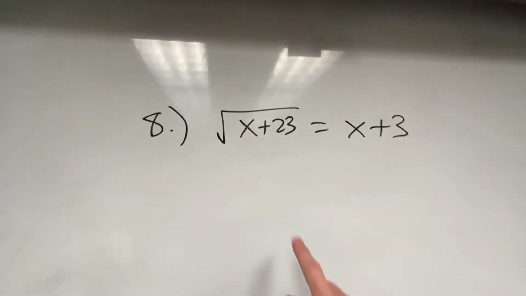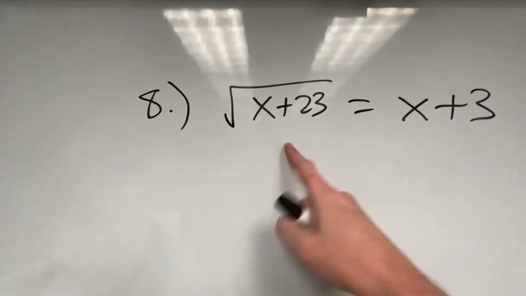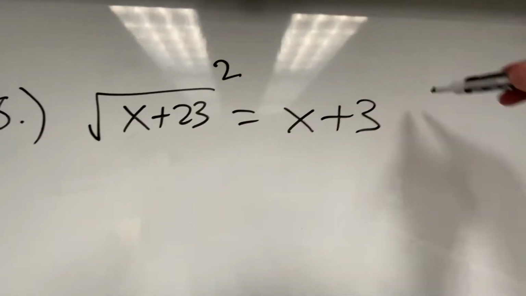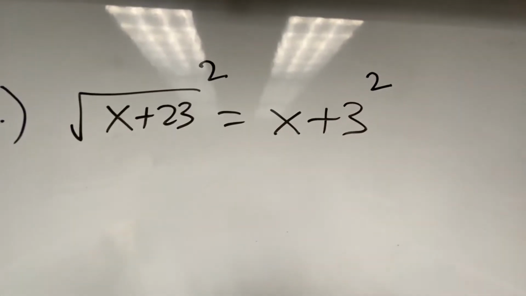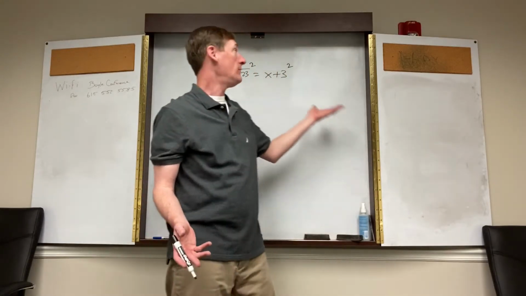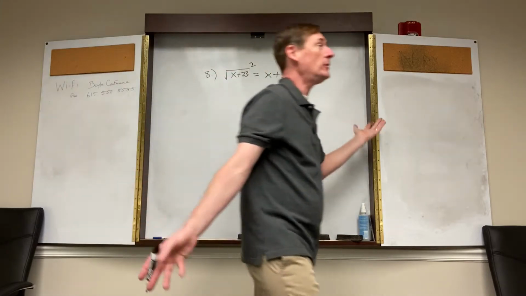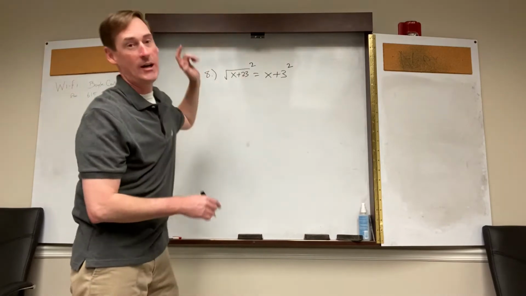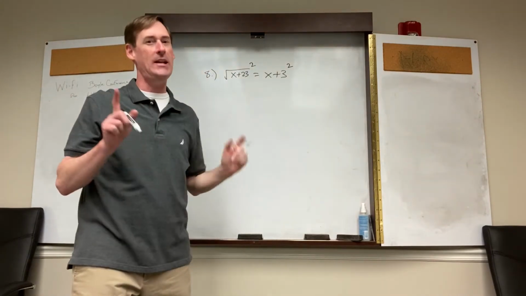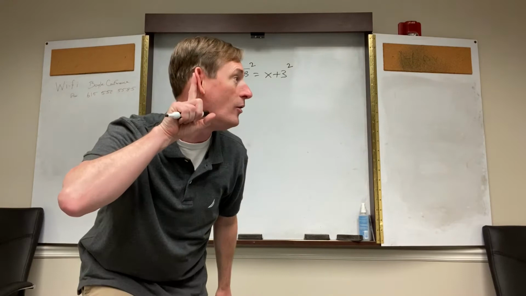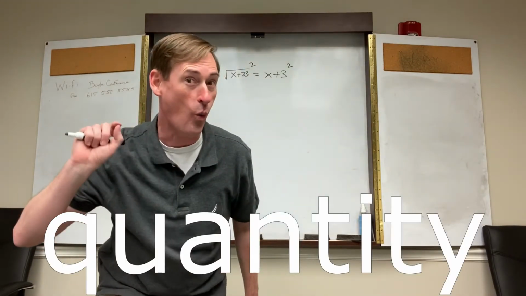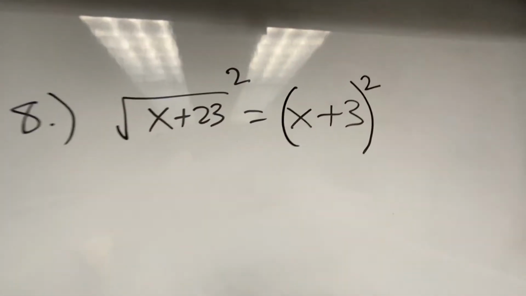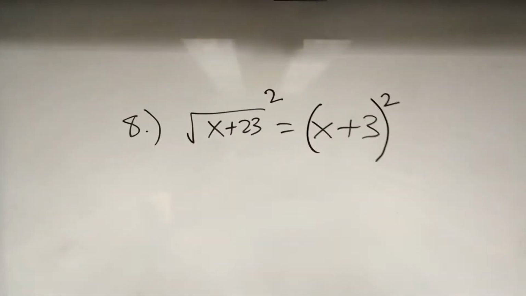So first things first, how do we get rid of that square root? We square it. But if we square this side, we better square this side. I'll just leave the square root on the 3. Wait, you better be stopping me, because it's not 3 squared. Isn't it x plus 3? Quantity squared, parentheses squared, I'll also accept that. Okay, that's how you square both sides.